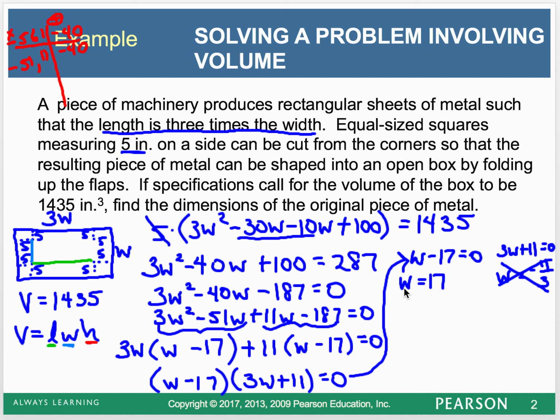Make sure you answer the question. Does it want the width of the box? The width of the original piece of metal? And this says find the dimensions of the original piece of metal. And the original piece of metal was actually W. So far we have that, and it is inches. We need that. And so then the length is 3 times W. So 3 times 17 is 51. So that original piece of metal, not the dimensions of the box, must be 17 by 51.